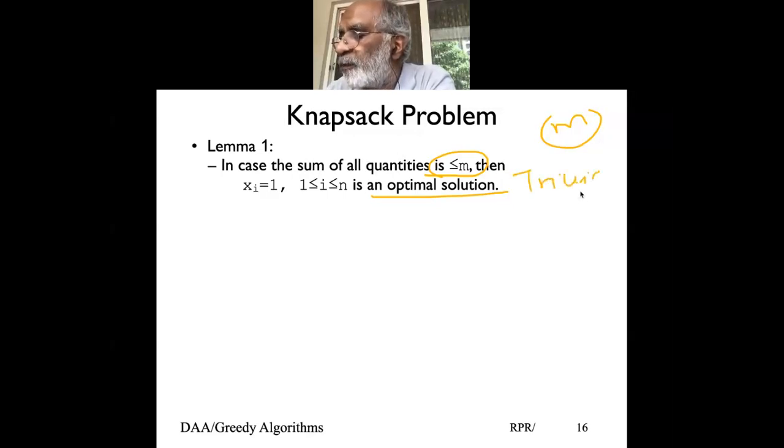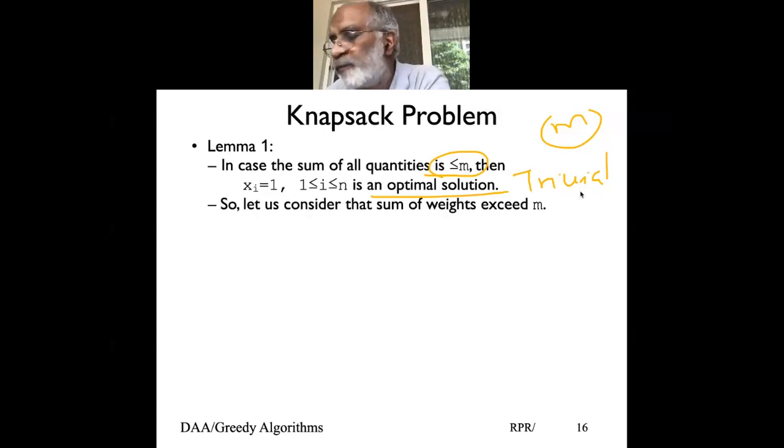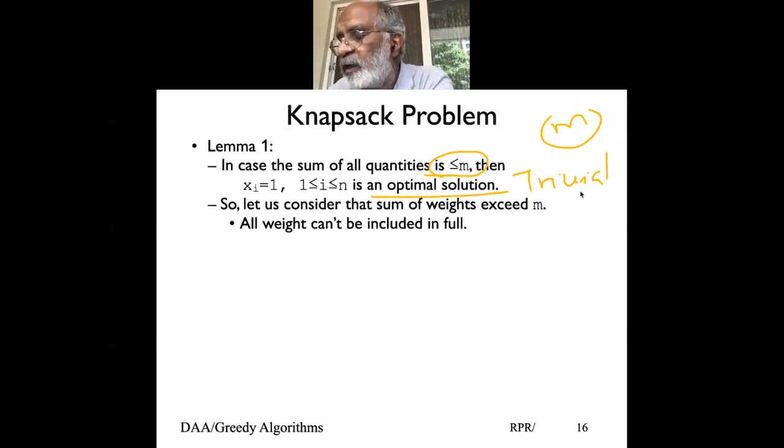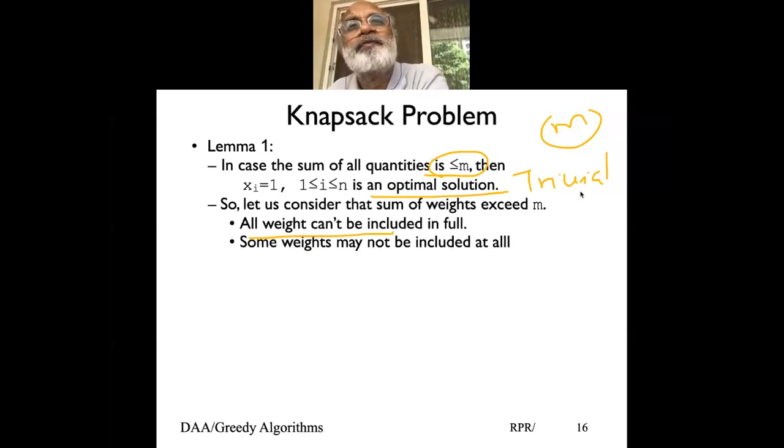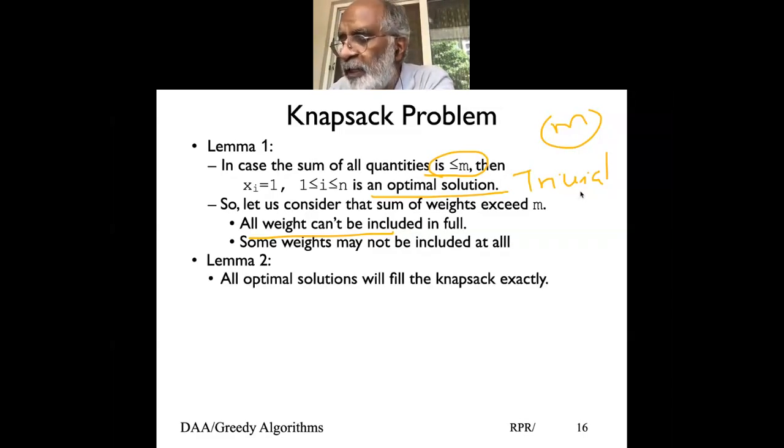So let's consider a case where the sum of all quantities is greater than m, exceeds m. Then what should we do? That means we can't use all the weights. Some weights have to be excluded. One weight could be partial because we are going by maximum profit per unit of weight. So what we are saying is the optimal solution will fill the knapsack fully. Why? Because you are allowed to take partially.